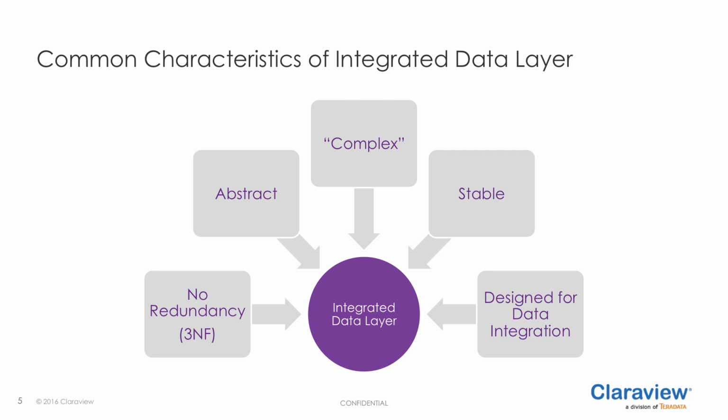It's stable. The use of generalization and normalization tends to make the database more stable. New content can be added by populating new types in the database or adding new tables and columns, rather than tearing apart existing tables. And finally, it's designed for data integration. Combining all of these other characteristics creates a model that's best designed for the loading of the data. So given all these characteristics, let's look at a simple business question and translate how we would need to construct a query to answer it if we were to use the integrated data layer.